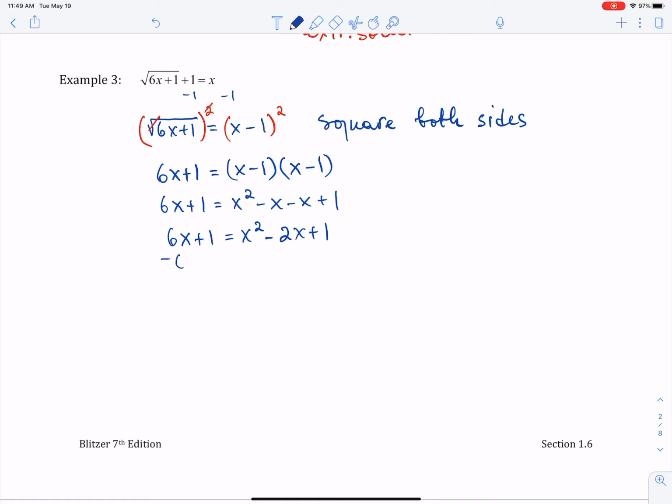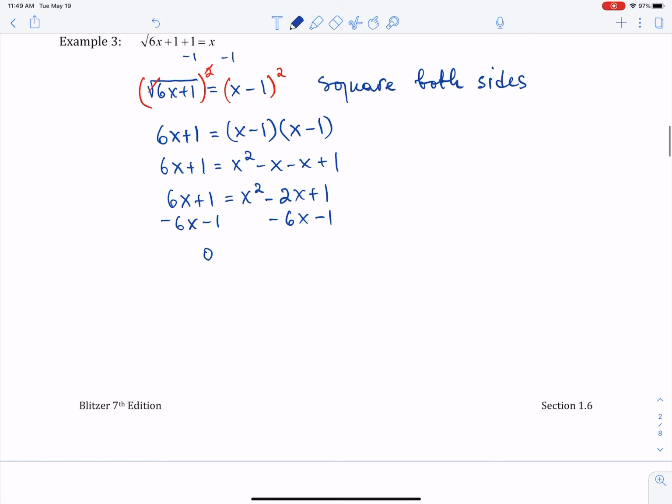Again, we're going to move all the terms to one side. And we end up having 0 is equal to x squared minus 8x. The 1 and the negative 1 cancel out. Now this problem is easier to factor because x is in common for those two terms. And if we factor the x, we end up having x times x minus 8. Again, based on zero product property, either x is 0 or x minus 8 is 0. So we get those two solutions, check.